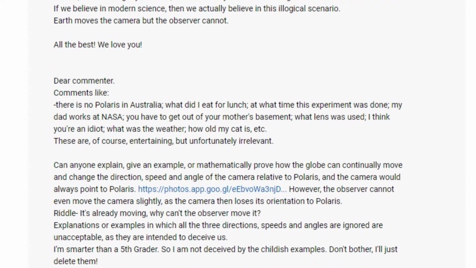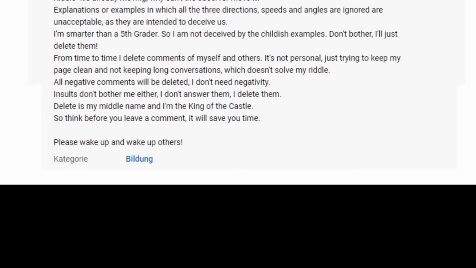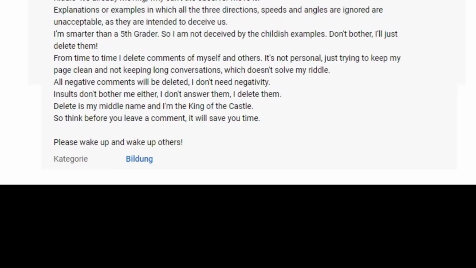Don't bother, I'll just delete them. From time to time I delete comments of myself and others, which is why I was making screenshots. It's not personal, just trying to keep my page clean and not keeping long conversations, which doesn't solve my riddle.